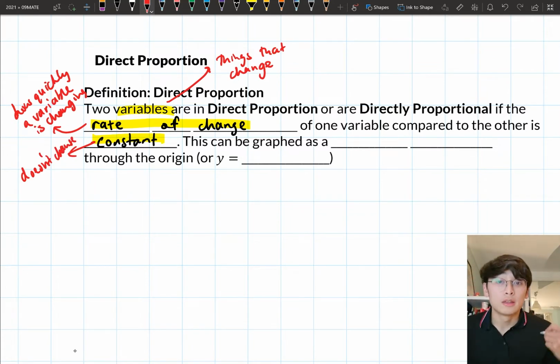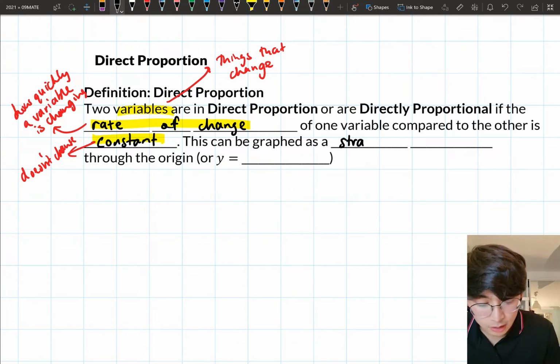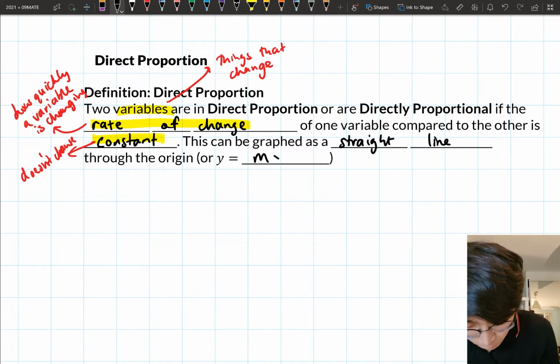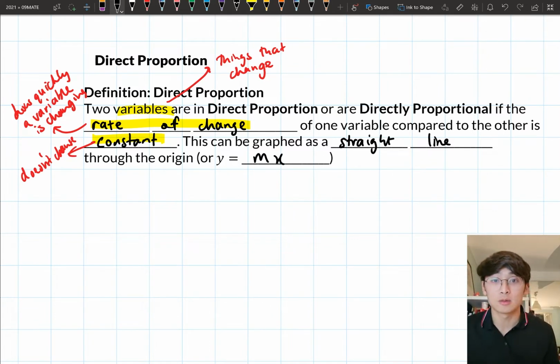Now, let's go through the second sentence. This can be graphed as a straight line. And so, a straight line through the origin. Now, we talked about a couple lessons ago, straight lines that go through the origin. If you have a straight line that goes through the origin, it has the equation y is equal to mx. And as the m changes, the steepness of our line also changes.